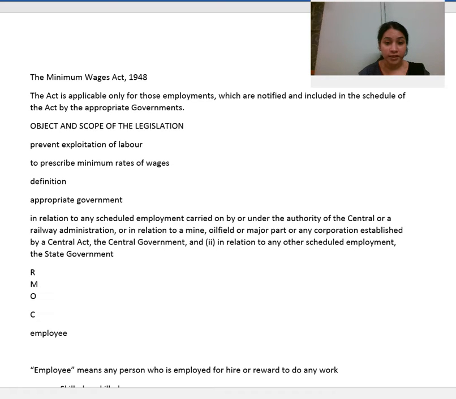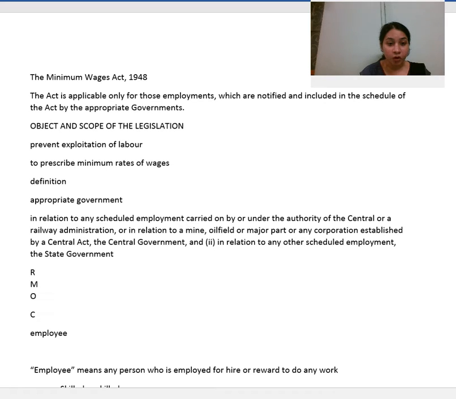The year in which we got independence was 1947, and the year for the Minimum Wages Act and Factories Act is 1948. So we will start with the object and scope of the legislation. The first object of this legislation is to prevent exploitation of labor. And how can it prevent the exploitation of labor? As the name suggests, the Minimum Wages Act is about minimum wages.